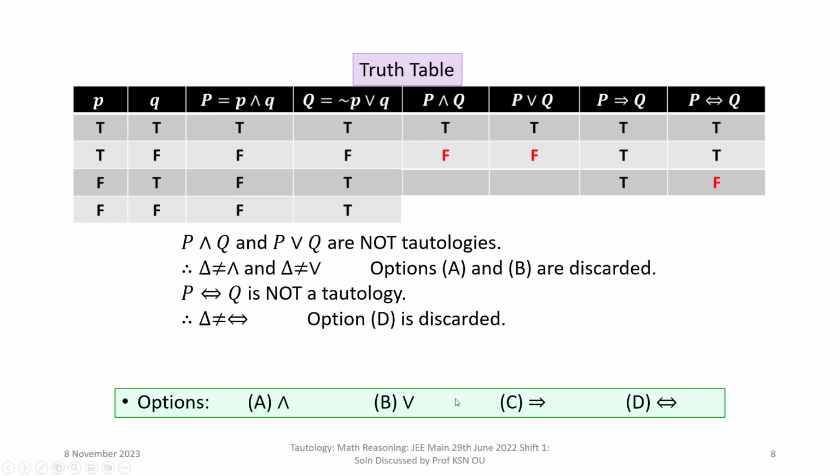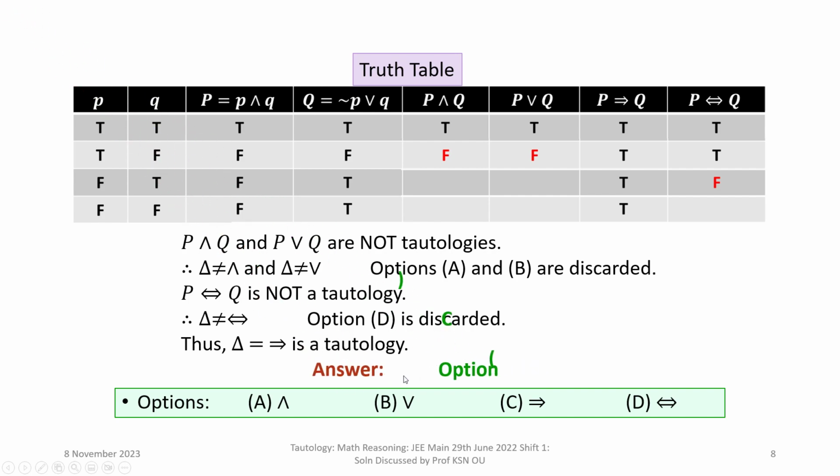So, there is only one option left, that is option C. Obviously, that is going to be a tautology. But anyway, let us see. F implies T. F implies T is T. So, all the truth values have come out to be T, T, T, T. Therefore, P implies Q will give you a tautology. Thus, delta is equal to implies is a tautology. So, the answer is option C. Therefore, the answer to this question is option C.